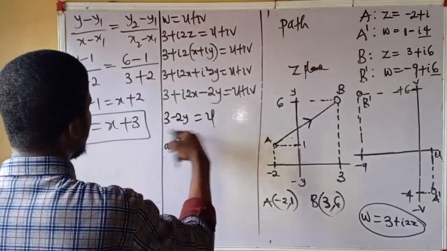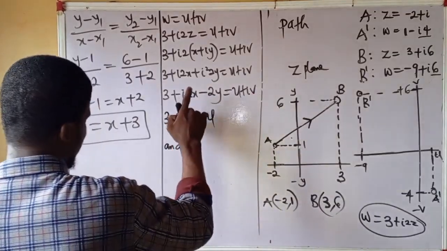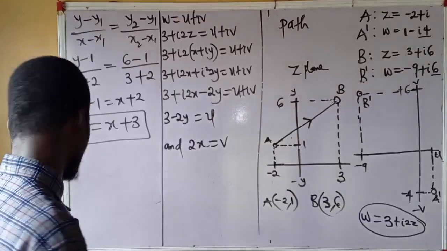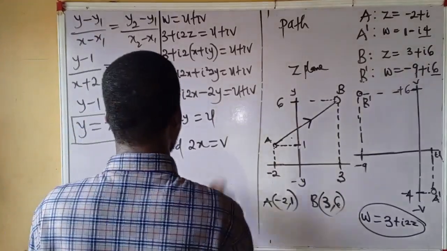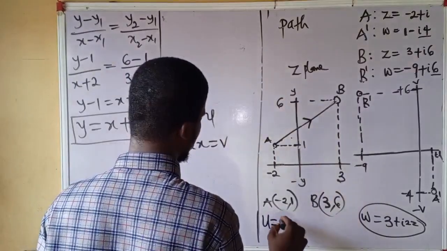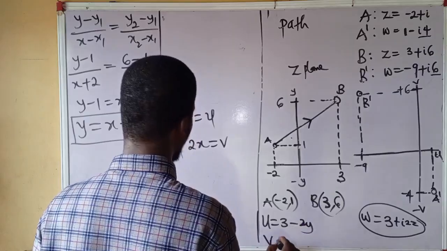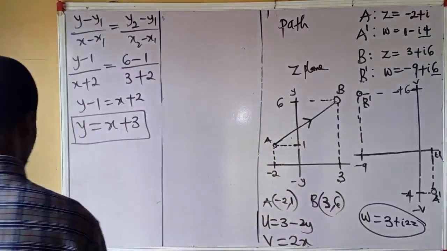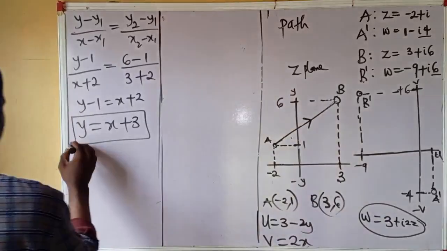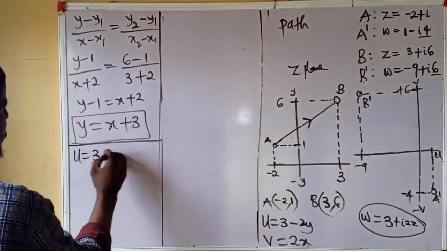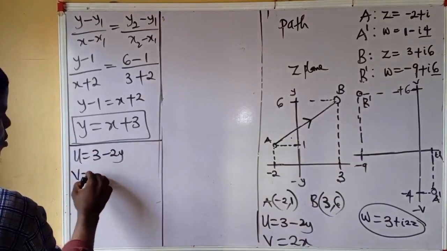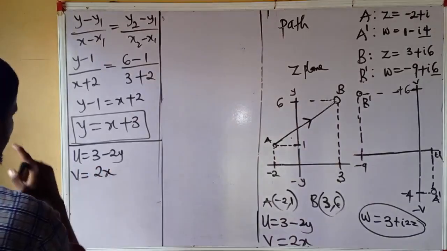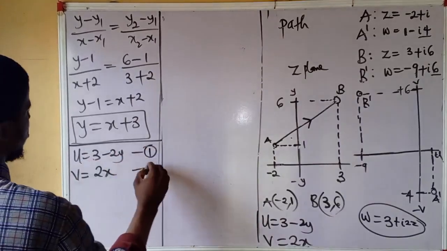And V, which is 2X, is equal to V. Remember this is what we got. Okay, let me erase this one, write it again. So U is 3 minus 2Y and V is equal to 2X. All right, so what am I going to do with this? U is 3 minus 2Y and V is what? 2X. Okay, see, from this first one, let's call this equation 1, let's call this equation 2.